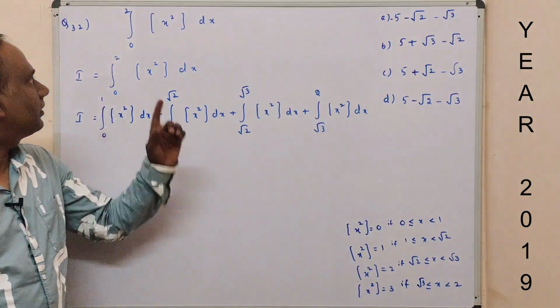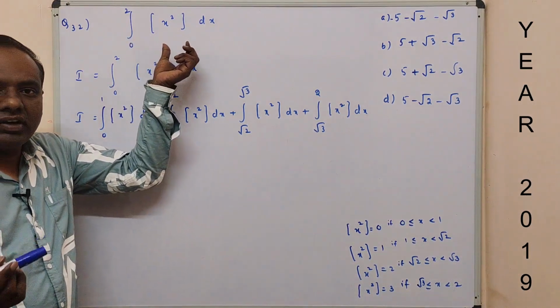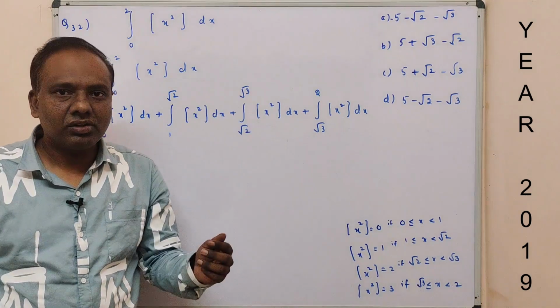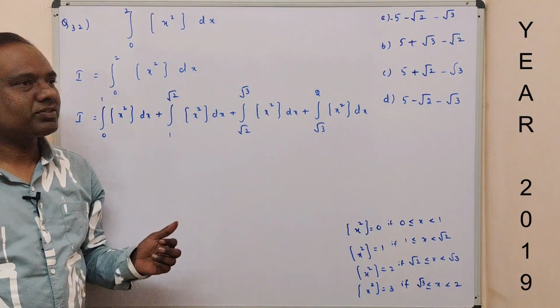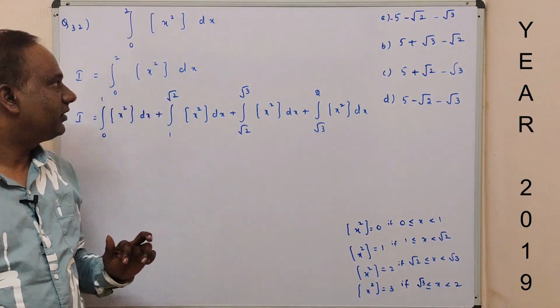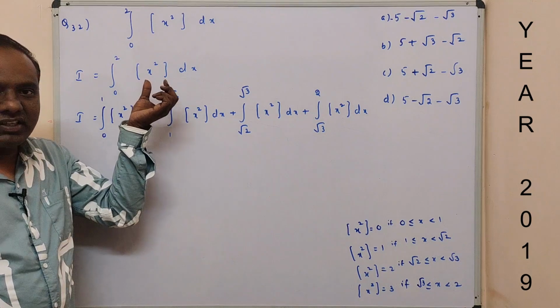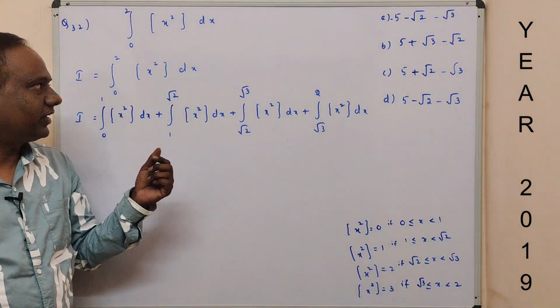Here the question is integration 0 to 2 of the greatest integer function, or we say step function also, step function of x square into dx. The limits here are 0 to 2. So we have the step function, the greatest integer function of x square.